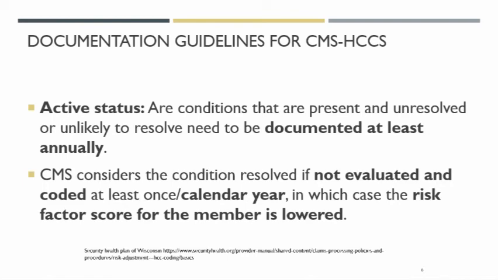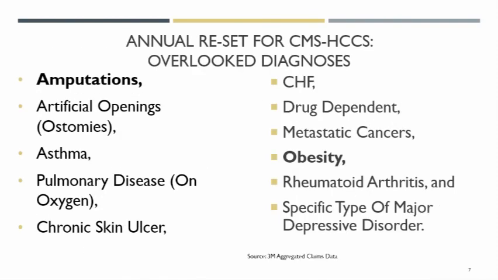And if it's not evaluated and encoded at least every calendar year, then there's no contribution to the RAF, the risk adjustment factor. Now, often overlooked diagnoses year after year are these. We forget about the fact that the patient has an amputation. We forget about them having obesity. I don't quite know how we forget about those things, but we do.